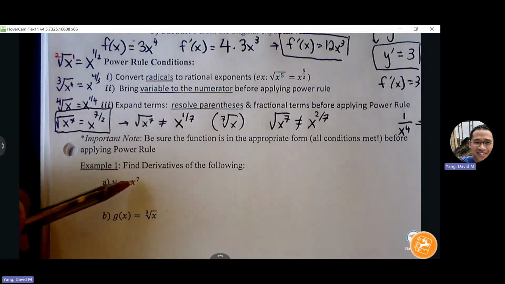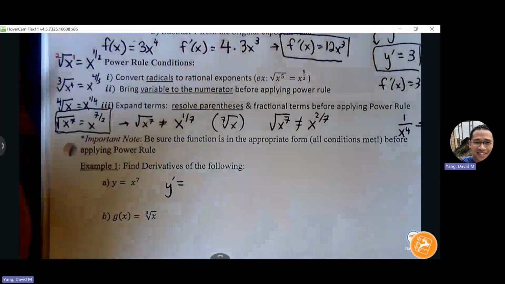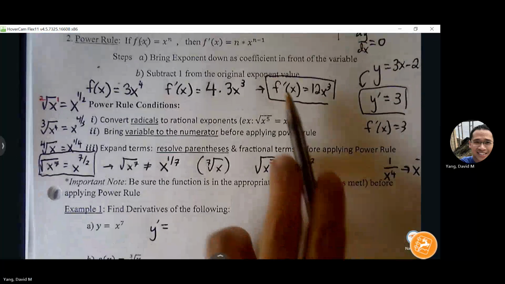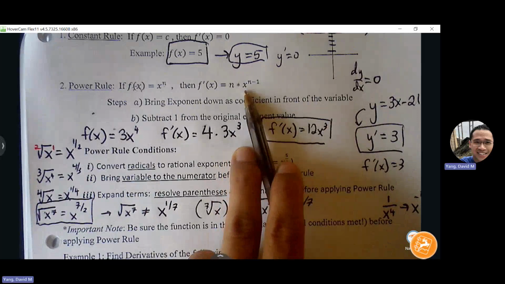No radicals. There's no denominator variable. There's no parentheses. So we can say y prime is simply the derivative of this x to the 7th. And what's my power rule going to be? 7 times x to the 6. Good, 7x to the 6.